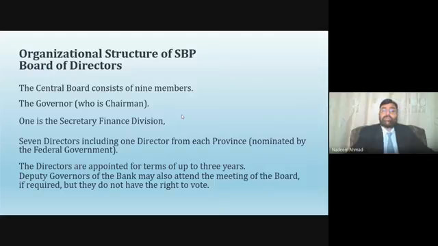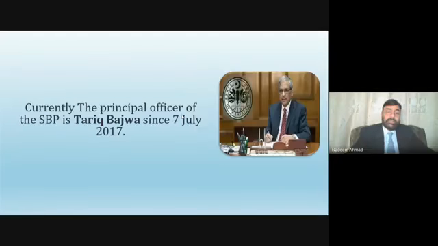Then deputy governors of the bank may also attend the meeting of the board if required. मतलब अगर नहीं है तो in lieu of that they can just attend the meeting. But they do not have the right to vote. Always remember, meeting to attend कर सकते हैं, but they cannot vote. If the elections are there and if the vote is required, they cannot vote for that. Then currently the principal officer of the SBP is Tariq Bajwa since the year 2000. Just talking about 2017, he was basically the principal officer at that time. So now it has been changed.